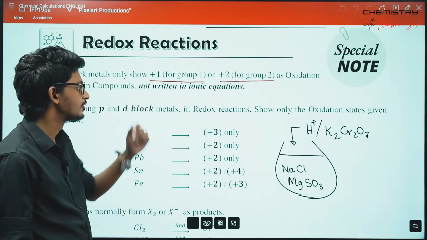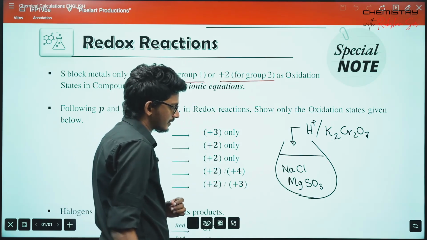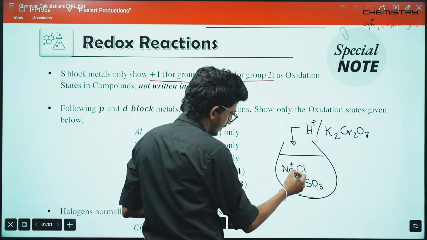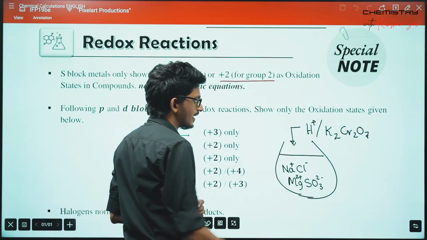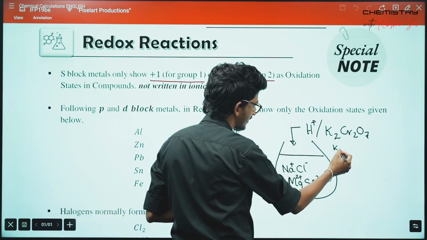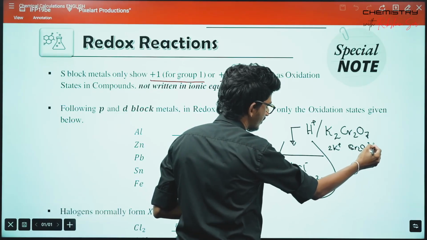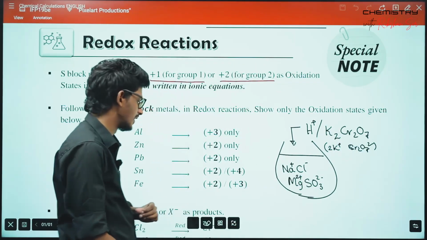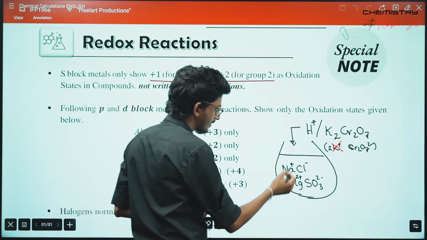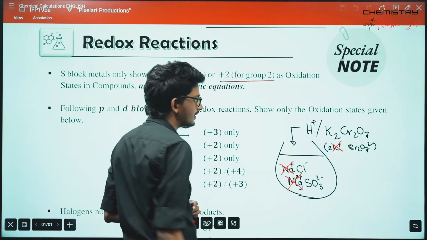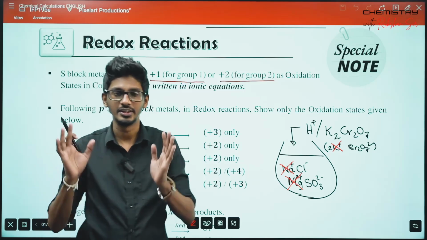This first rule says that the S block components, this K+, magnesium 2+ and the Na+, as well as the K+ here, along with the Cr2O7 2- ion, these S block ions are not going to participate in any kind of reaction here when considering redox reactions.